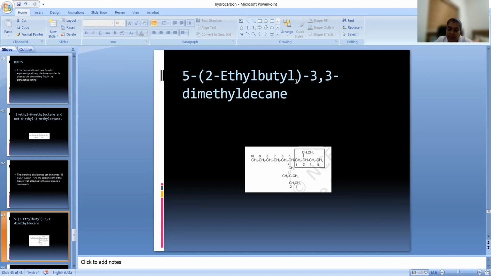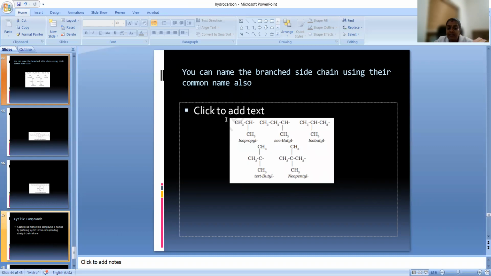So 5-(2-ethyl butyl). After that, E comes first in the alphabetic order. That is why we are writing ethyl butyl first. After that, third position 2-methyl group, so 3-dimethyl. Understand? In this way, we will number it and name it.